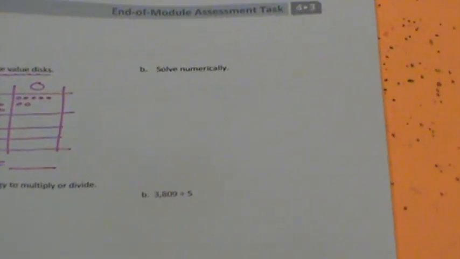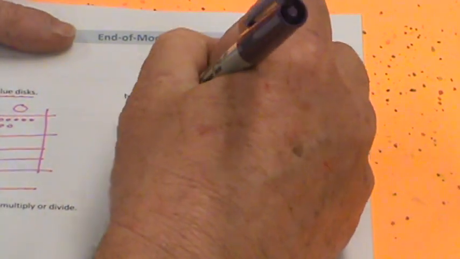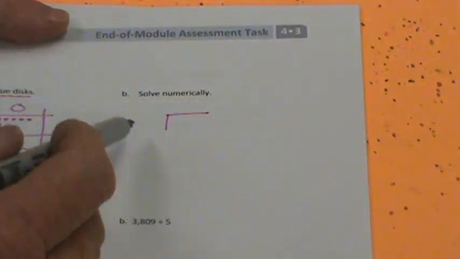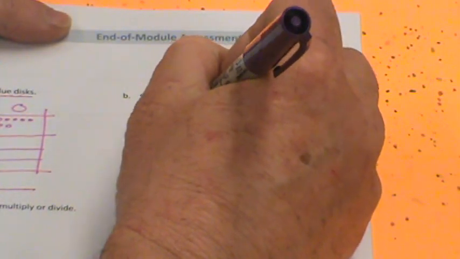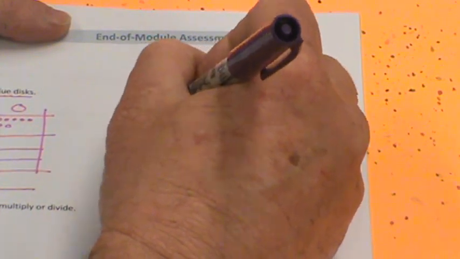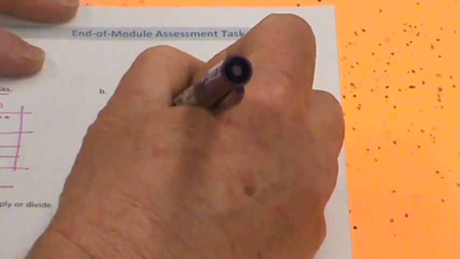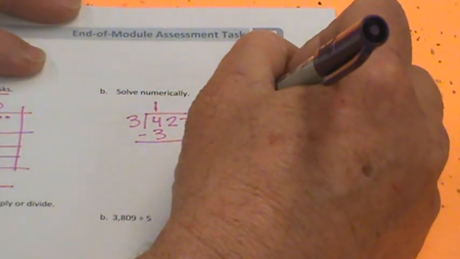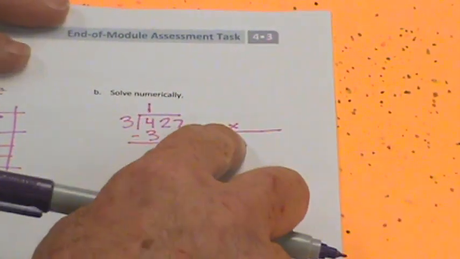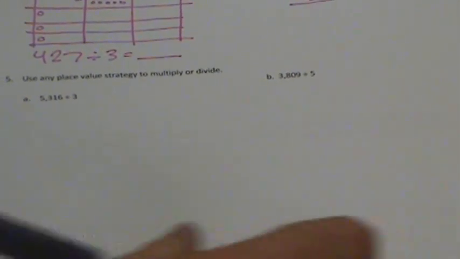Let's go over here to solve numerically, okay? That's using the standard algorithm. Right there we are. So we're doing 427 divided by 3. It's been a while since we've done multiplication, so remember 3 times 1 is 3, and then we subtract, right? Then we check using multiplication. So I'm going to put this over here as a reminder to check using multiplication, okay? Let's continue on to 5.